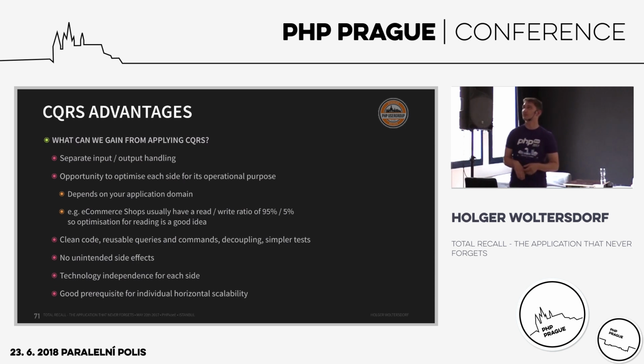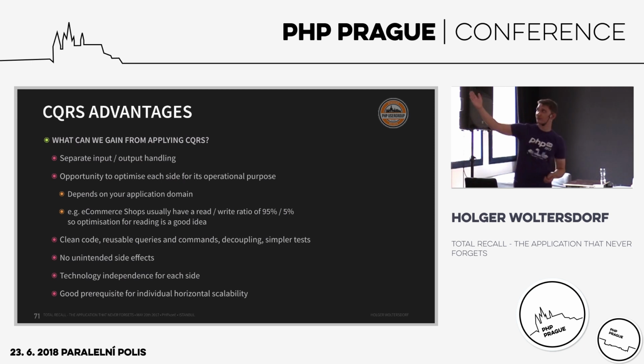So summary, what are the CQRS advantages? So we have separate input and output handling. We have the opportunity to optimize each side for its purpose. So if you have an application that is very read intensive, you can optimize the read side for speed and maybe not care about the write side because it's slow, but hey, it's okay. But could also be the other way around. That's a very good thing.